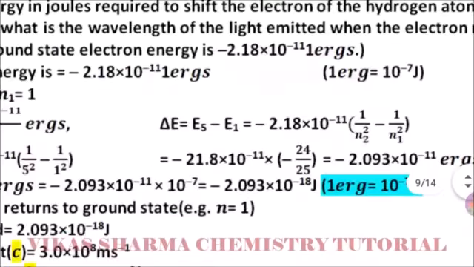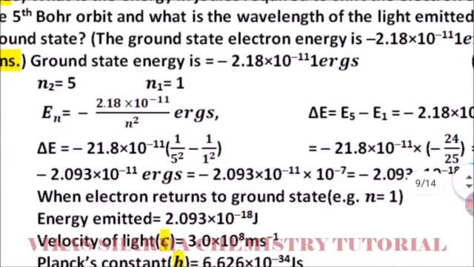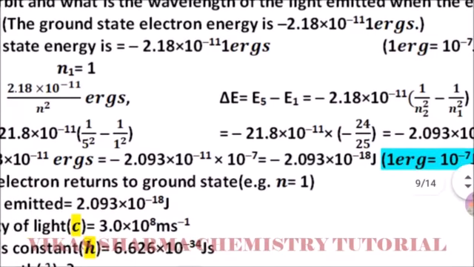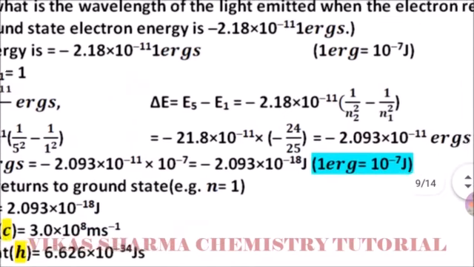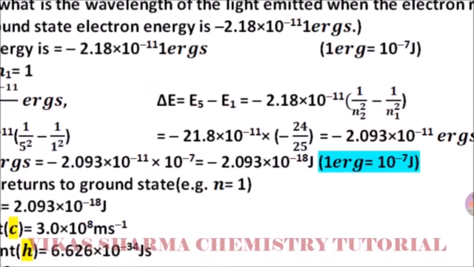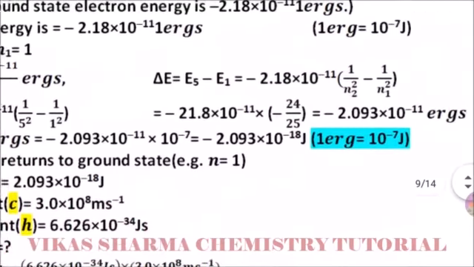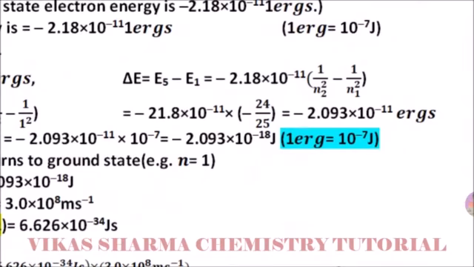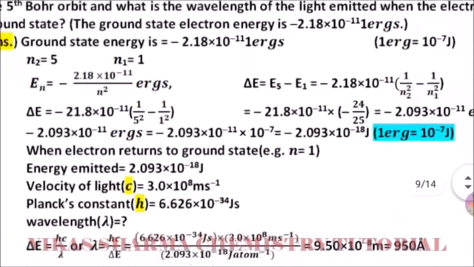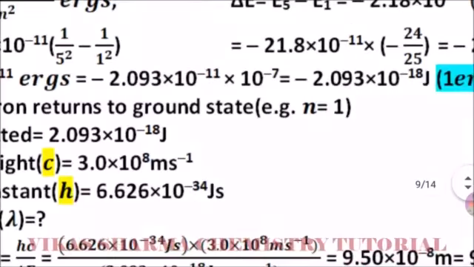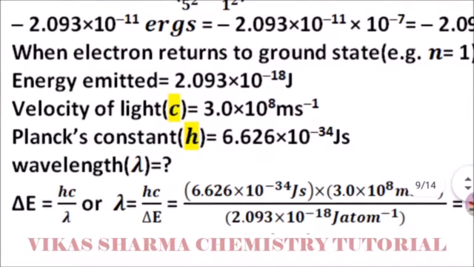Minus 2.093 into 10 to the power minus 11 ergs converts into joule. So minus 2.093 into 10 to the power minus 11 multiplied by 10 to the power minus 7, because 1 erg is equal to 10 to the power minus 7 joules. So the answer is minus 2.093 into 10 to the power minus 18 joule. So when the electron returns to the ground state, meaning N value is 1, the energy emitted is equal to 2.093 into 10 to the power minus 18 joule. This value comes after the calculation of the numerical.